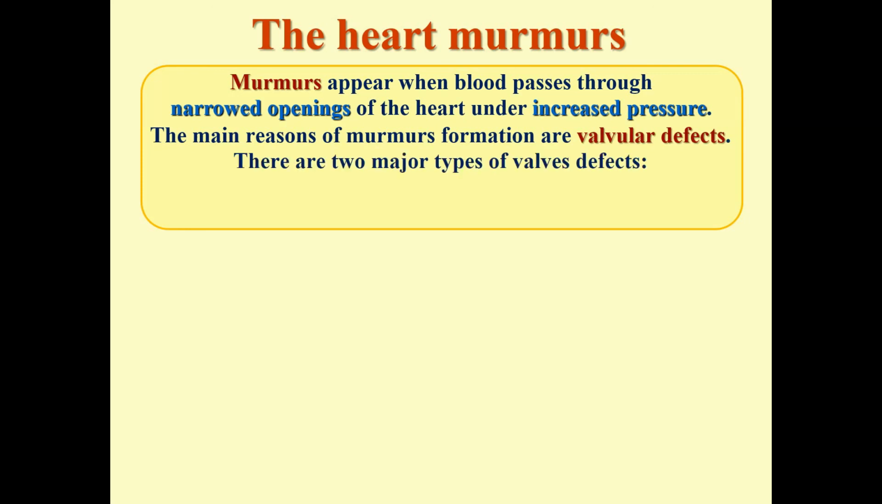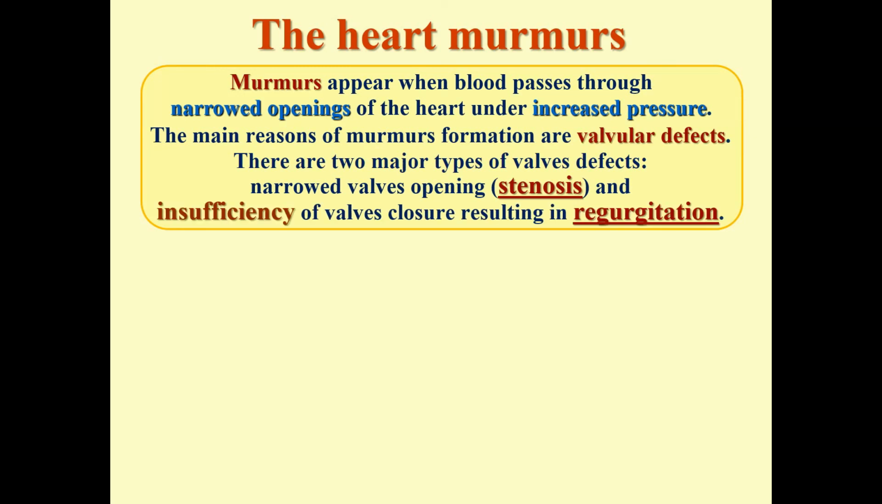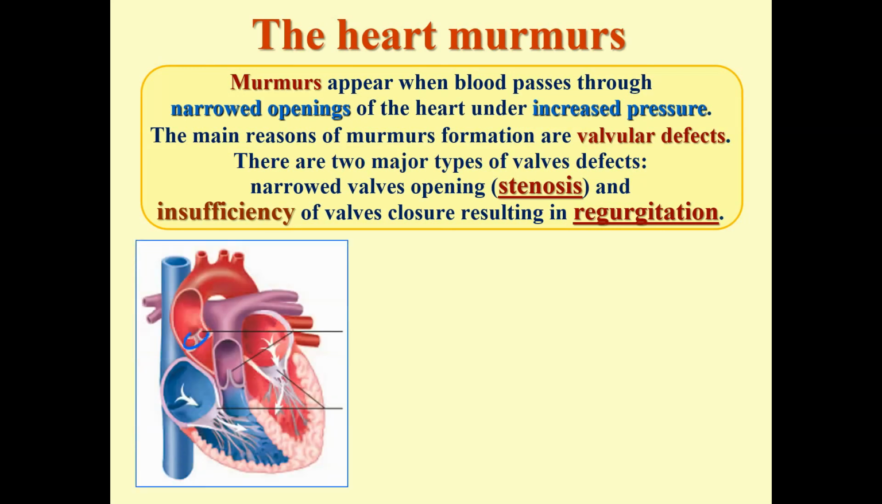There are two major types of valvular defects. It can be narrowed opening, so when the valve is open, it's not open enough. It's called stenosis. And the opposite case, insufficiency of valves closure. It means that valve cusps do not become tightly closed and there still appears an opening. And this results in regurgitation, which means backflow. So now let's recall again. We have aortic valve, pulmonary artery valve, both are semilunar. Then we have mitral valve in the left side of the heart and tricuspid valve between atrium and ventricle in the right side. So they are atrioventricular valves.